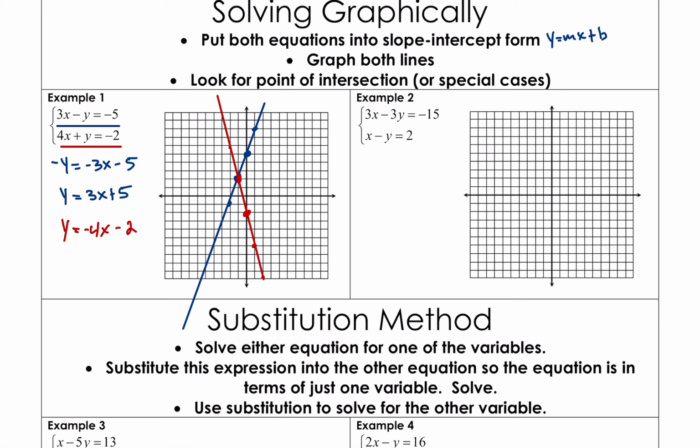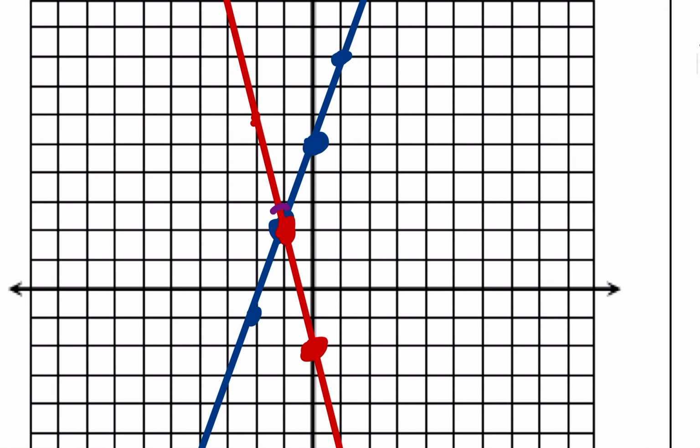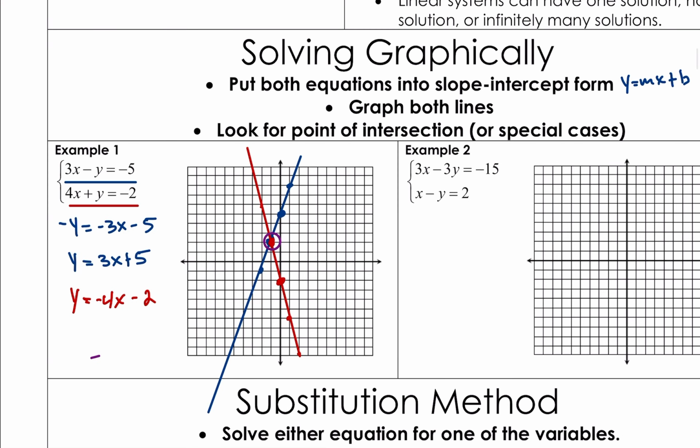Now, my answer is always going to be where these two lines meet. If I'm looking, it's going to be right here at this point. And that point is at negative 1, 2. So my solution is going to be negative 1, 2 as an ordered pair.